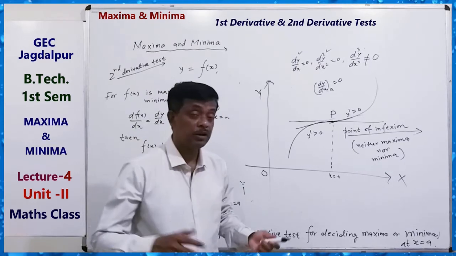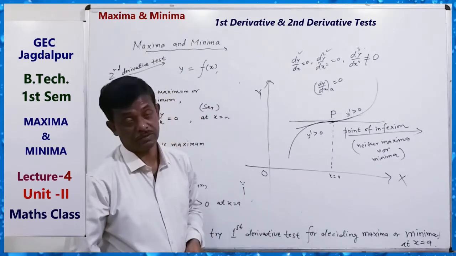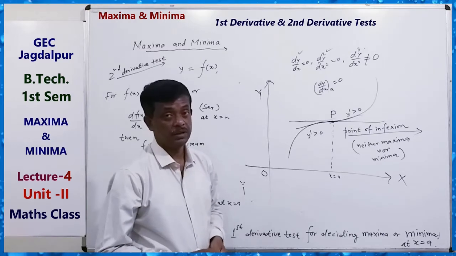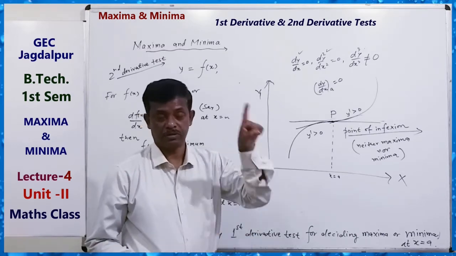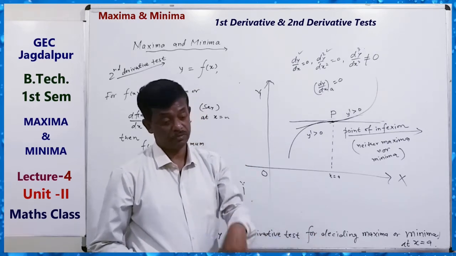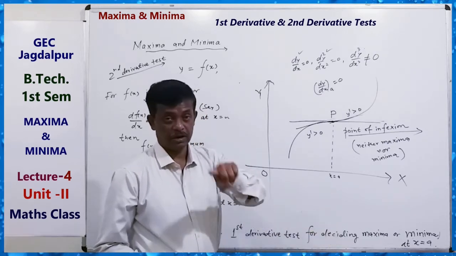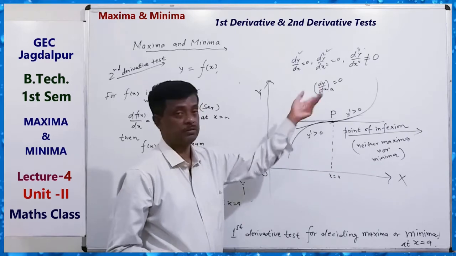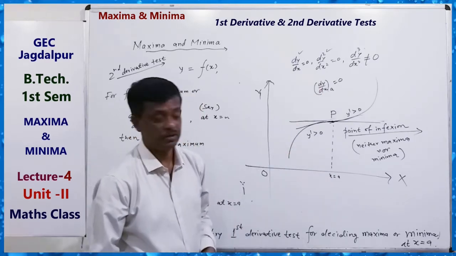Okay, whether a point is a point of inflection or not, just find the first derivative 0 and second derivative 0, find the points, and then at those points find the derivative of the second derivative, that is, the third derivative, and at that point check, if not 0, then point of inflection. Okay.